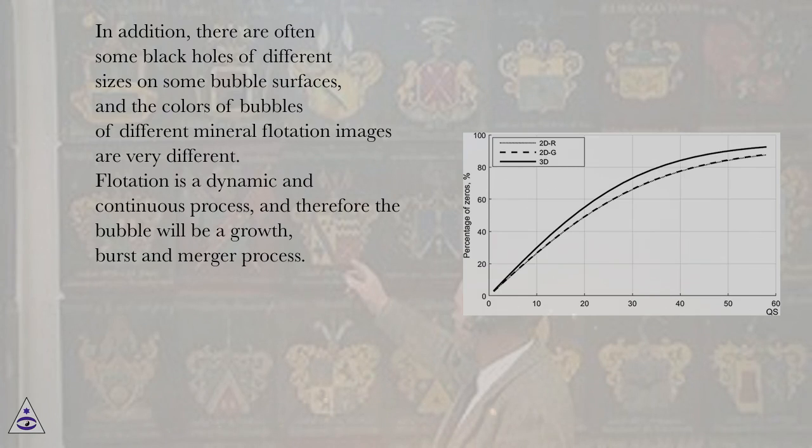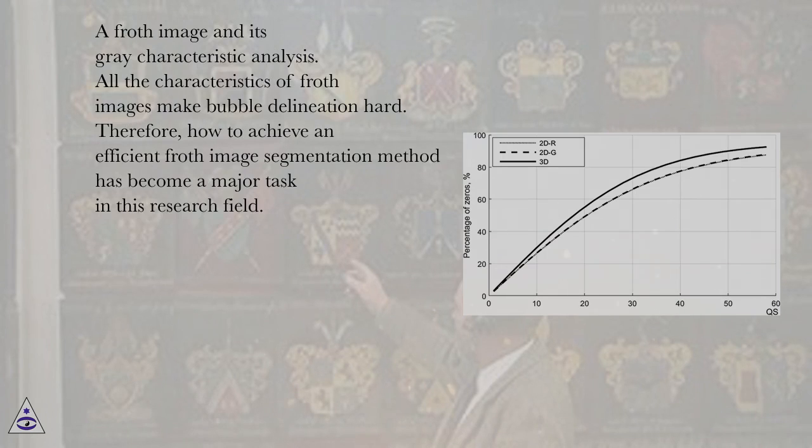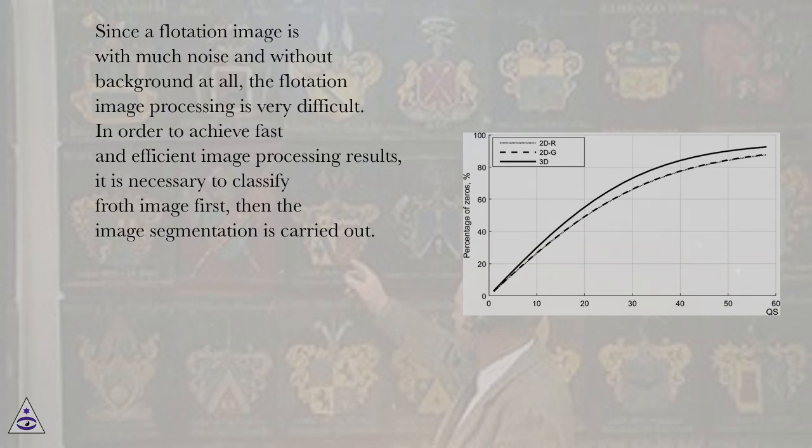Flotation is a dynamic and continuous process, and therefore the bubbles go through a process of growth, burst and merger. A froth image and its gray characteristic analysis. All the characteristics of froth images make bubble delineation hard. Therefore, how to achieve an efficient froth image segmentation method has become a major task in this research field. Since a flotation image has much noise and no background at all, flotation image processing is very difficult. In order to achieve fast and efficient image processing results, it is necessary to classify the froth image first, and then image segmentation is carried out.